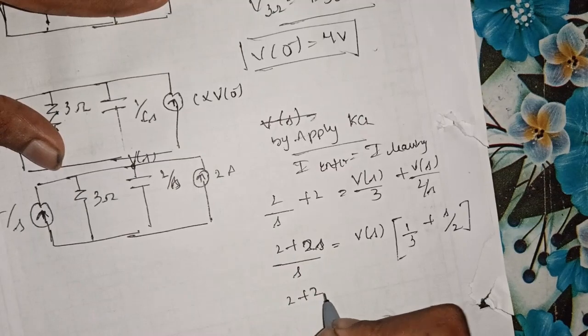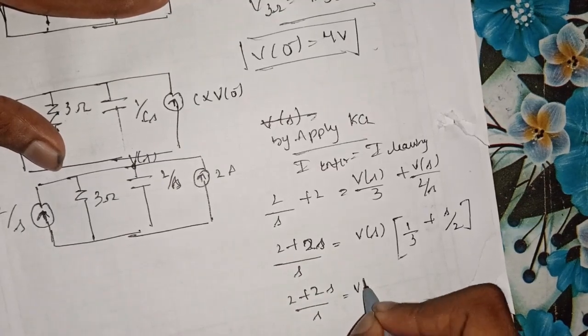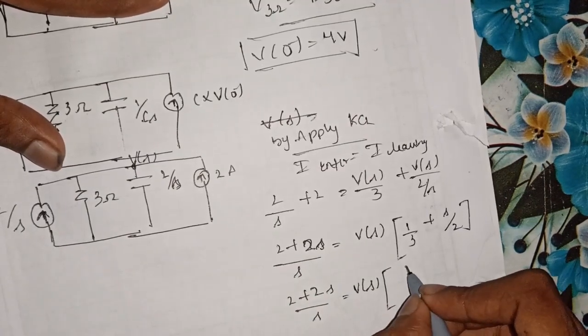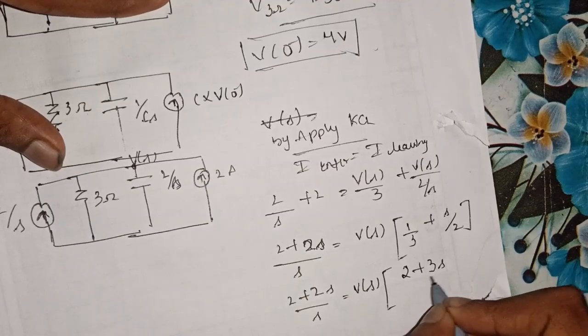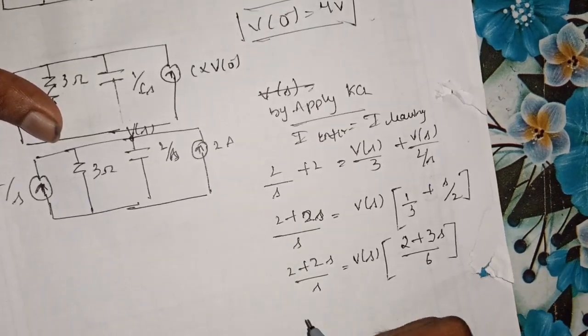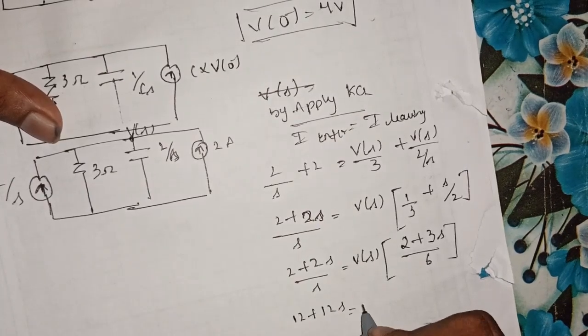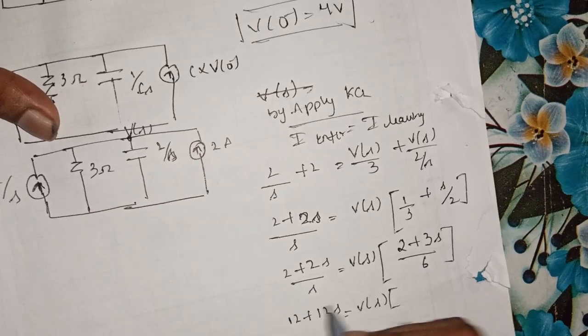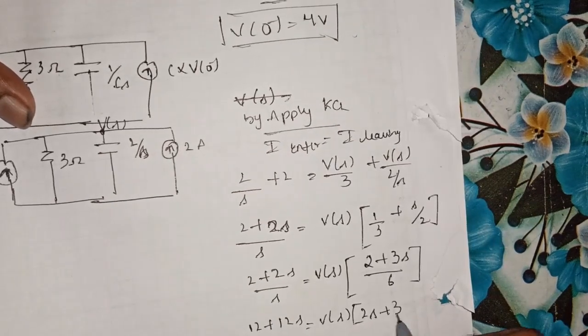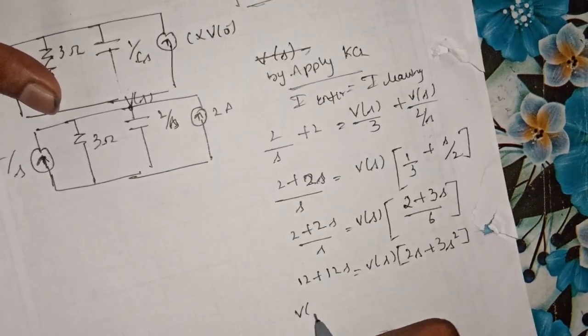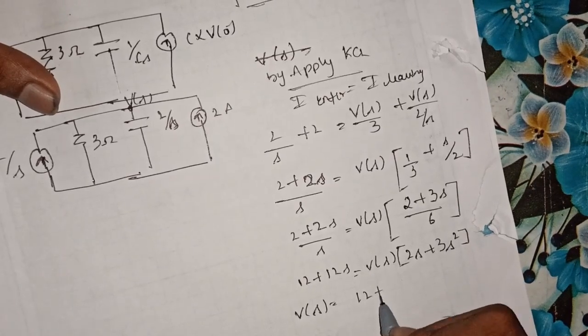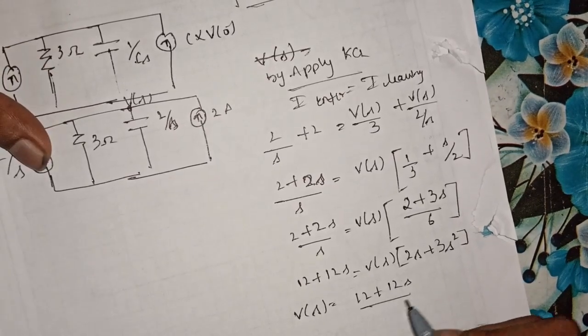On solving, (2 plus 2S) divided by S will be equal to V of S into (2 plus 3S) divided by 6. Just cross multiplying these equations, we will get 12 plus 12S, which will be equal to V of S into (2S plus 3S squared), and you get V of S equal to (12 plus 12S) divided by (2S plus 3S squared).